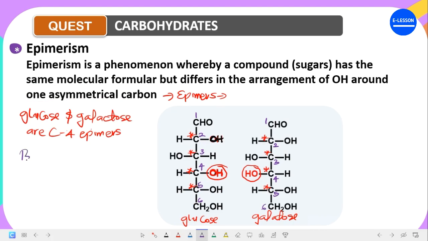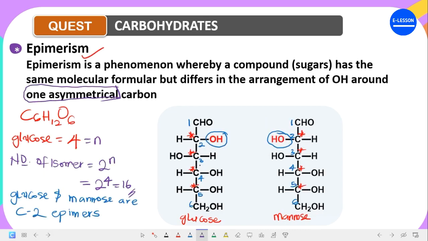But galactose, take note of this, and mannose are not epimers. Galactose and mannose are not epimers. Look at this structure very well. This is mannose. Now, if I were to draw the structure of galactose here, let me draw it. Now this is galactose.